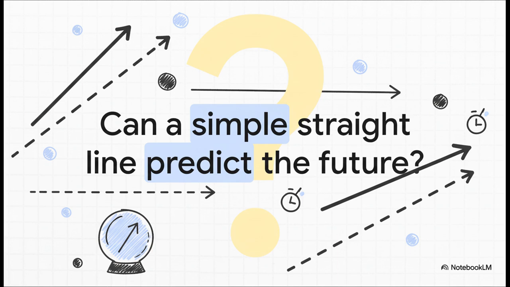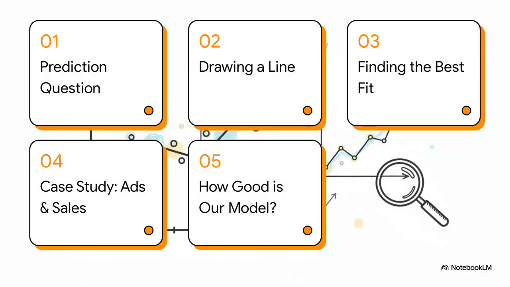So let me ask you this. Can a simple, straight line, the kind we all learned about in middle school math, actually predict the future? It sounds a little too good to be true, right? Well, believe it or not, the answer is a resounding yes, and we're about to break down exactly how that works.